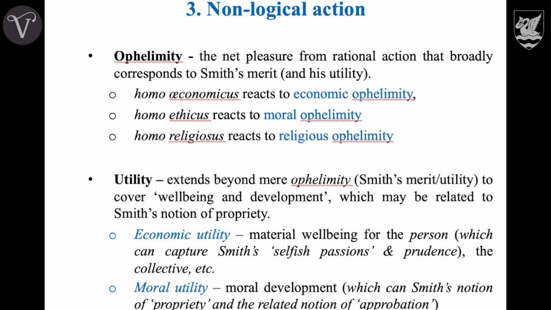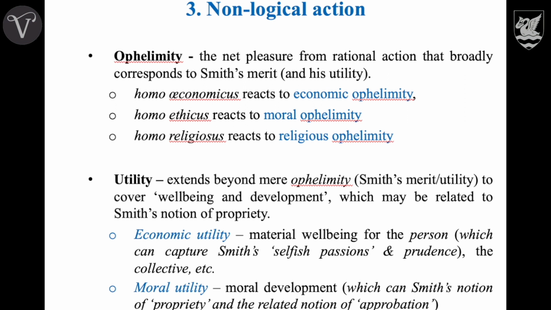But he also talks about moral ophelimity, the pleasure one gains from behaving in a moral way. Religious ophelimity, the pleasure one gains from religious observance. And in his next work, the Manual of Political Economy, he names Homo ethicus as the rational agent who responds to moral ophelimity, and Homo religiosus as the rational agent who responds to religious ophelimity.